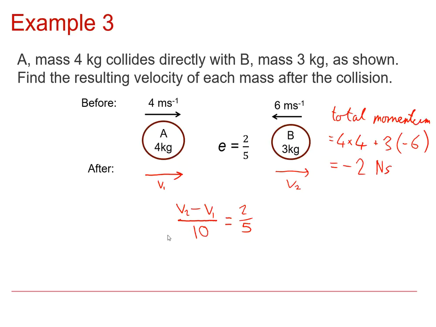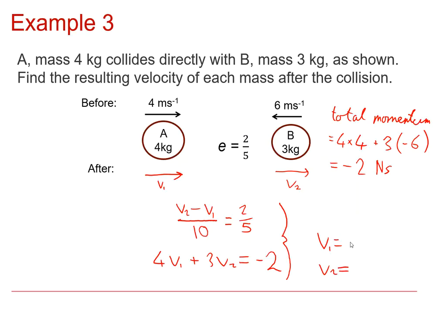So what that means is that we can say something else about V1 and V2, and that is that 4, that's the mass of that object, times V1, so that's the momentum of the first object, plus 3 times V2, which is the momentum of that second object, that will still be minus 2 after the collision. So now what we have is a pair of simultaneous equations. So if we solve those simultaneously, then we can work out separately what V1 and V2 are.